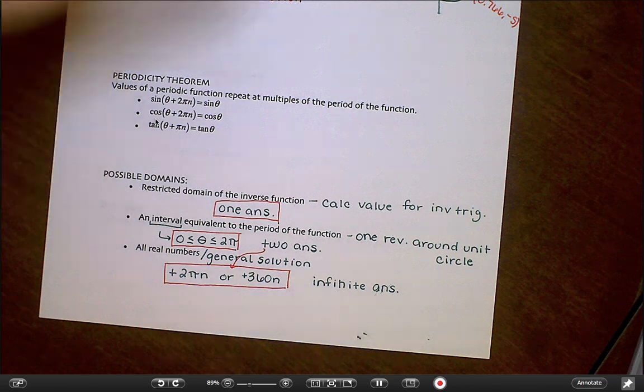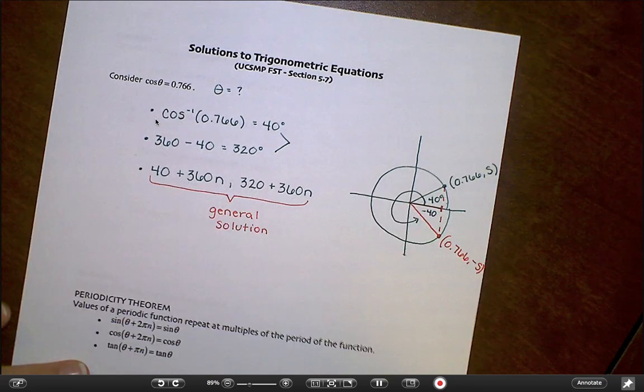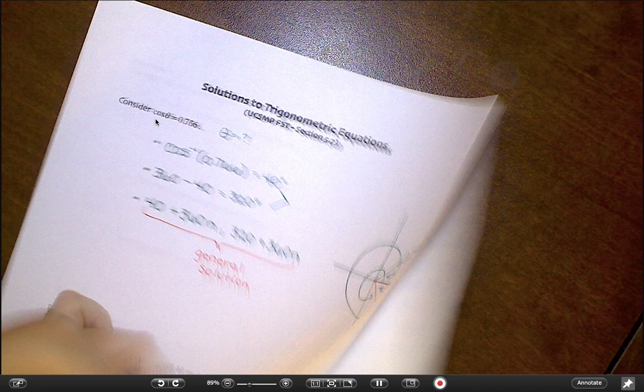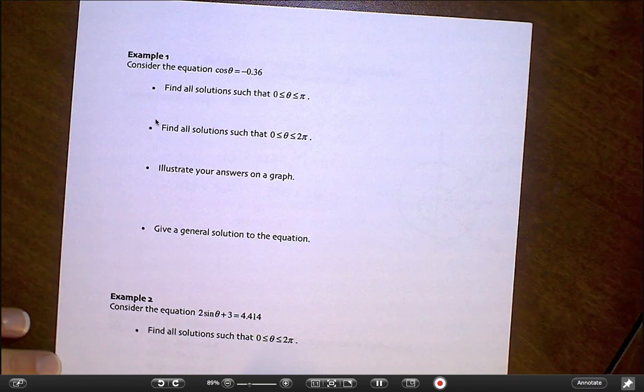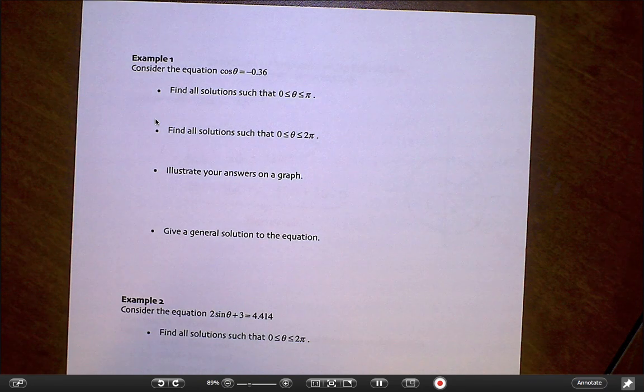Okay, let's try some of these because that was a lot of talking before we actually started working through any of these problems. So here's another cosine one. Consider this equation, cosine theta equals negative 0.36. Find all solutions such that theta is between 0 and pi. Notice that's only talking about the top half of the circle.